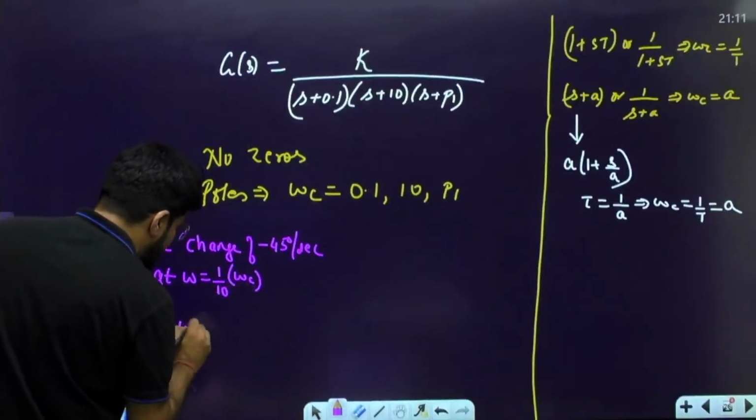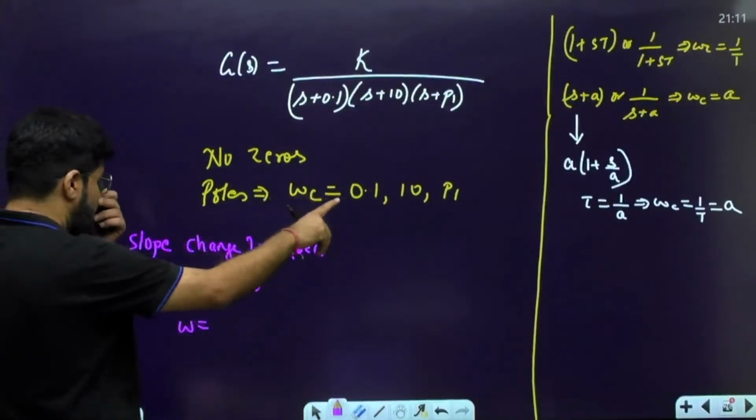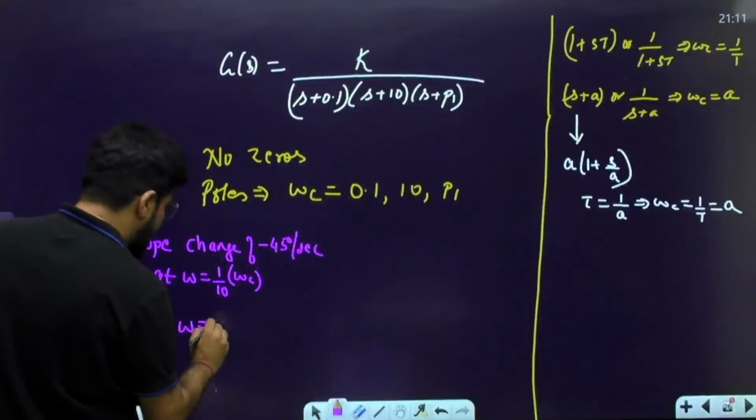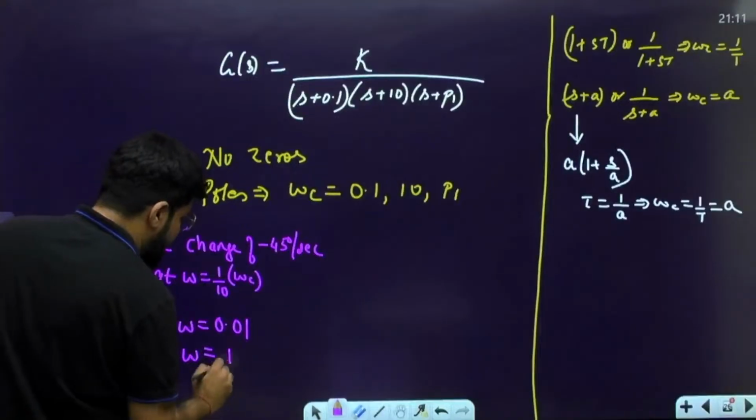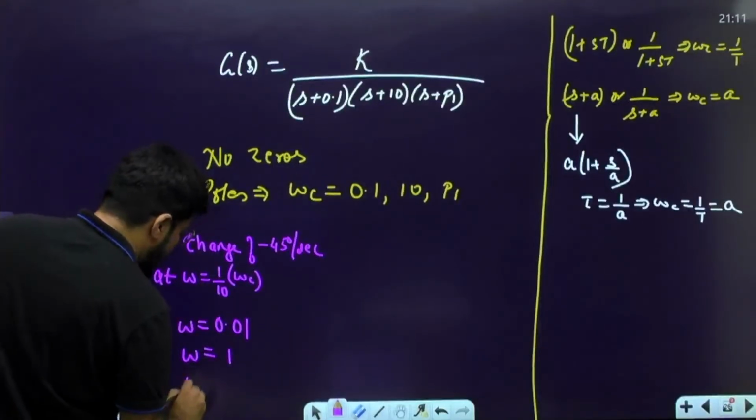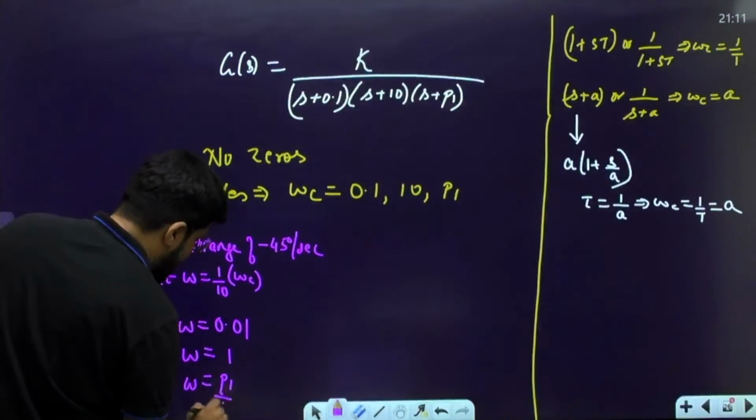So what is 1/10 of omega c? First will be 1/10 of 0.1, that is 0.01. Then 1/10 of 10 will be 1. And 1/10 of P1 will be P1 by 10.